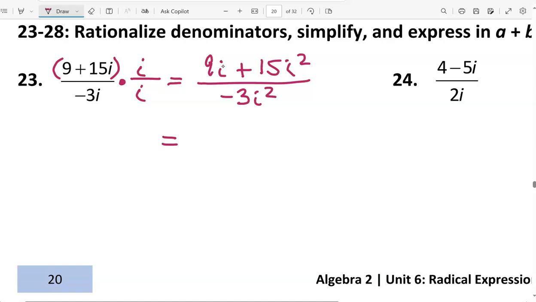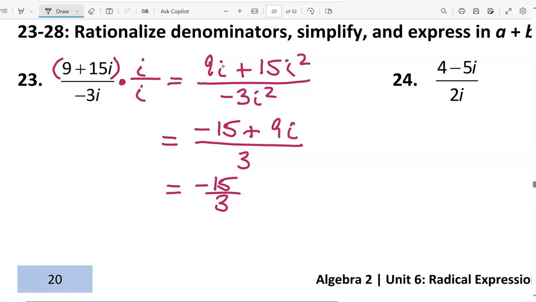Now, let's place our real part first in the numerator. 15 times i squared is 15 times negative 1, so that's negative 15. And then plus 9i, and then our denominator is negative 3 times negative 1, so that's positive 3. And then we can distribute that division to each of the terms and rewrite this in simplified form, negative 5 plus 3i.